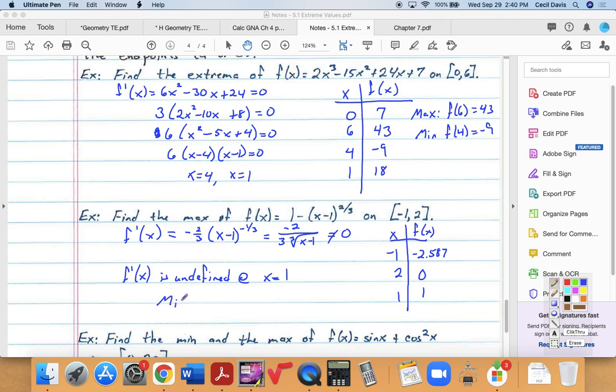So your minimum is f of -1, which is -2.587. And your maximum is f of 1, which is 1.